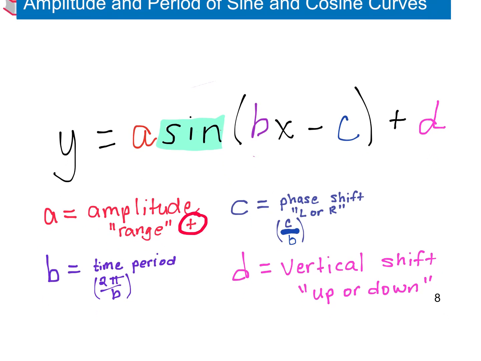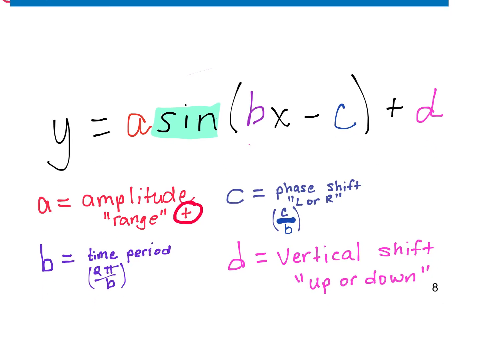Okay, so here's the fun part. We are going to have more than just sine to graph. It can be multiplied by a number. We can have x being multiplied by a number. We can have a number added to x and a number added to the whole thing. So this is our a, b, c, and d. A is the amplitude, so that is our range. A is always positive, so we think about the positive A.